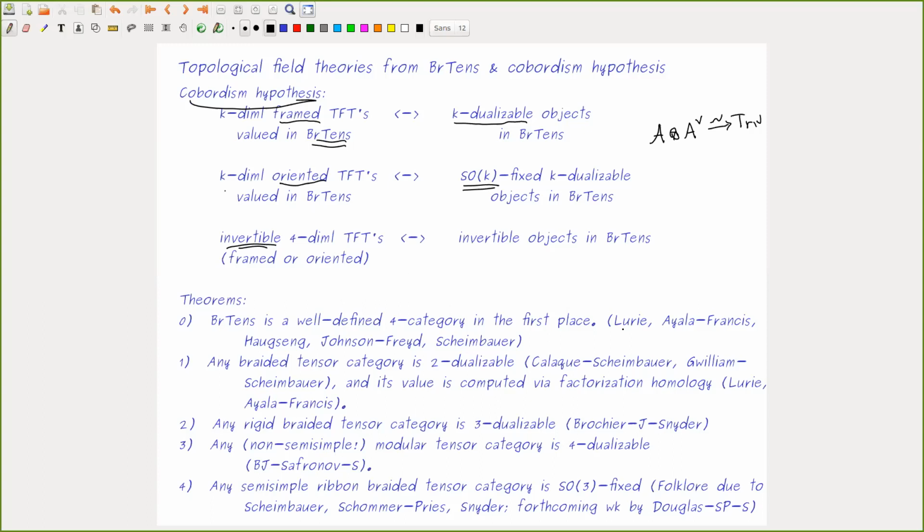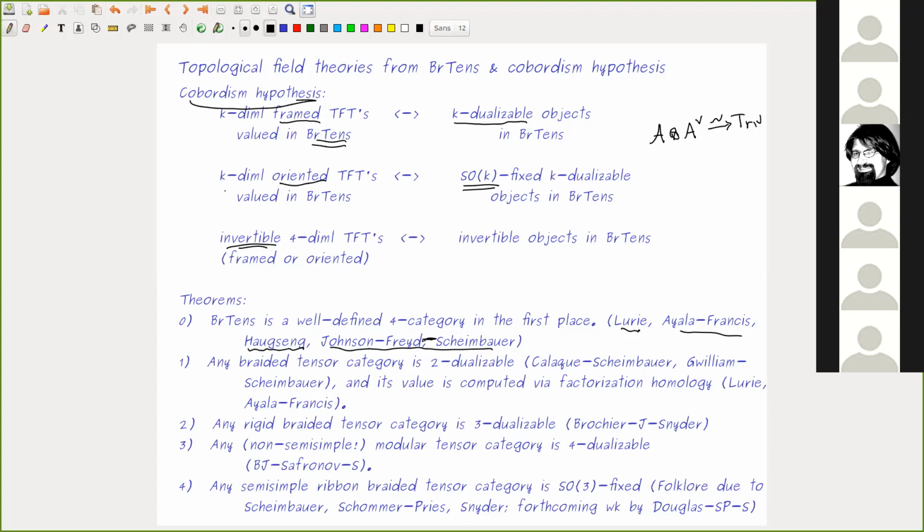The basic concepts were developed by Lurie and Ayala and Francis, and the actual theorem constructing this category is split into 2 parts: a purely topological higher categorical part due to Haugseng, and then work of Johnson-Freyd and Scheimbauer. What they managed to do was tie together these 2 topological parts with the 2 categorical parts to cohere those together into something which is a 4 category in a rigorous formalism of 4 categories.